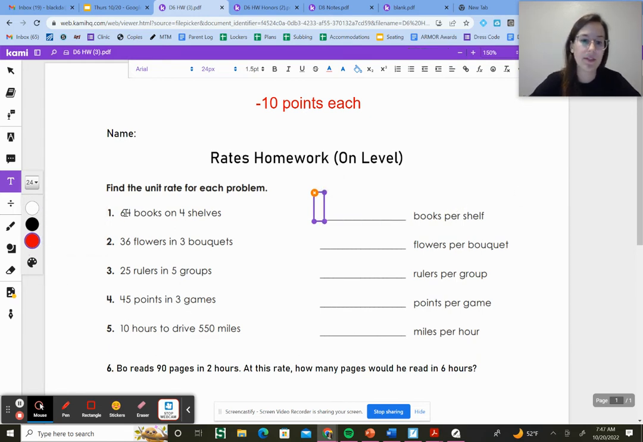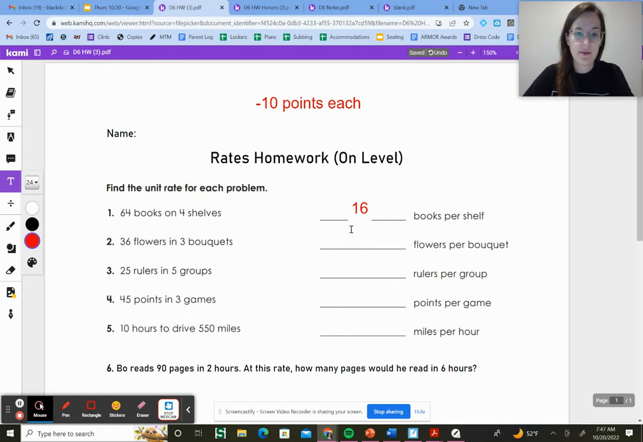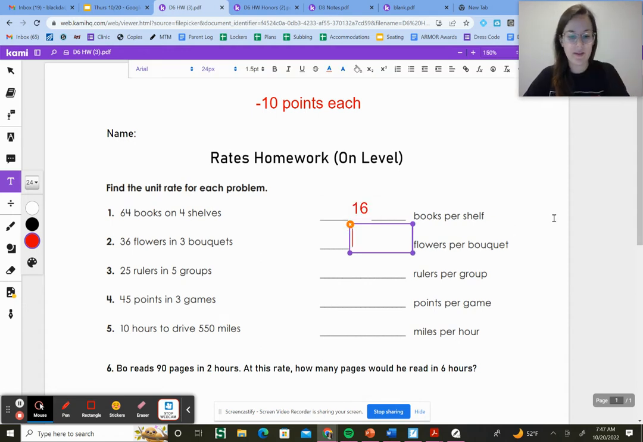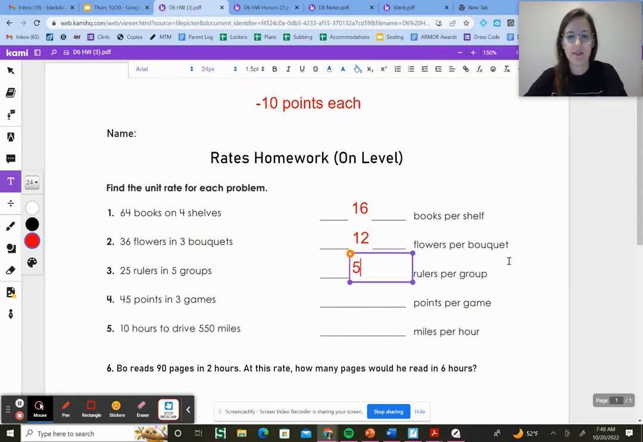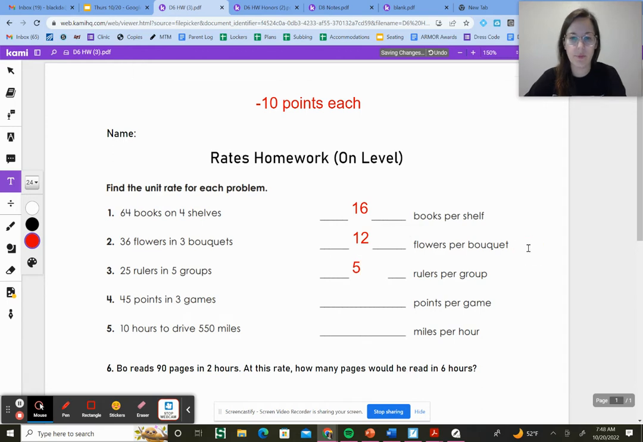All right, number 1, find the unit rate. So that means if there's 64 books on 4 shelves, you need to find how many books are on 1 shelf. So you would do 64 divided by 4, which is 16 books per shelf. 36 flowers and 3 bouquets. You're trying to find the flowers in 1 bouquet. So you would divide 36 divided by 3 is 12 flowers per bouquet. 25 rulers in 5 groups. 25 divided by 5 is 5 rulers per group. 45 points in 3 games. 45 divided by 3 is 15 points per game.